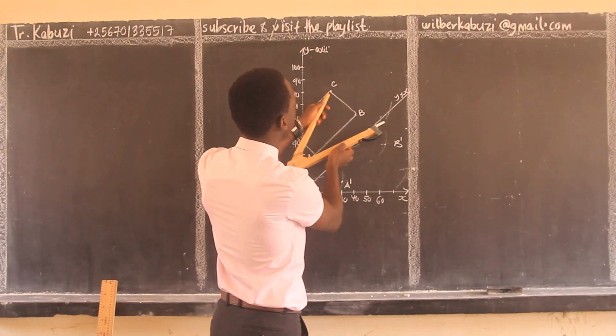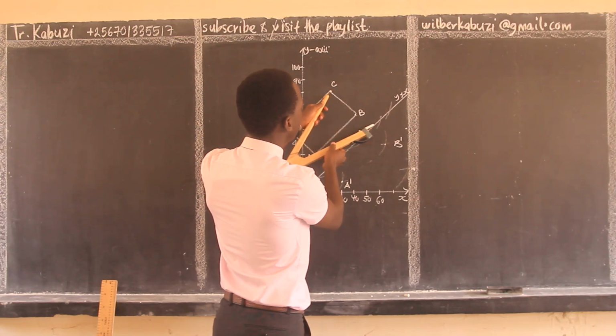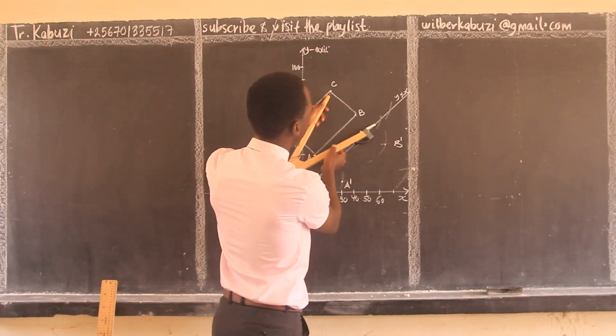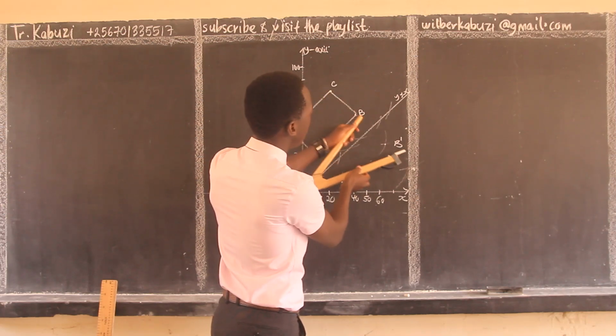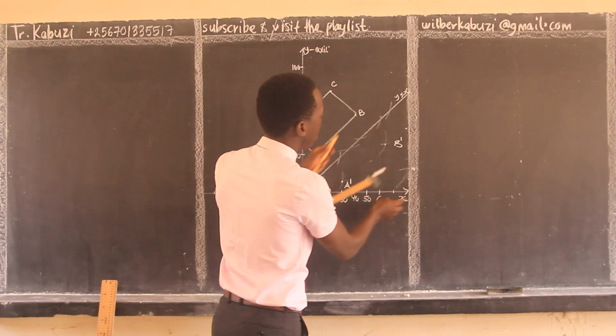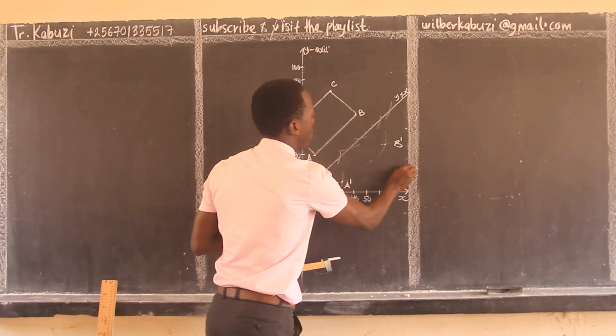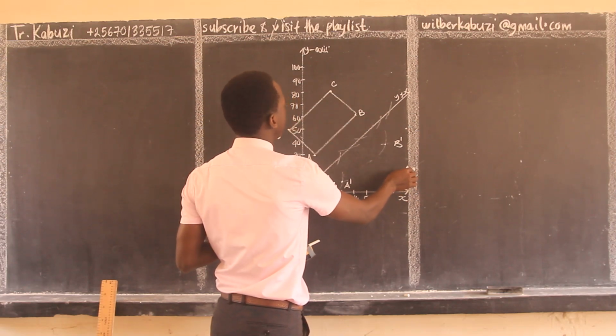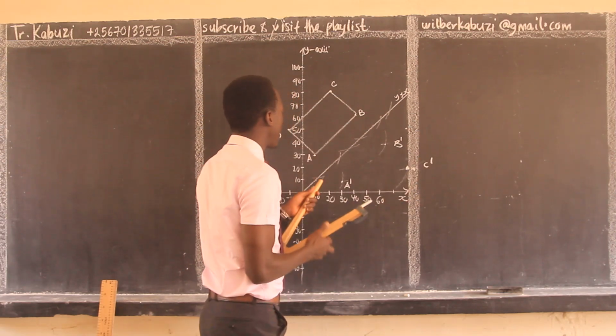Then I measure the distance from here up to this line. Then I measure the distance from there. See, from here up this line, it should be that distance. Then from here, I measure it somewhere there. So this is where my point C prime is.